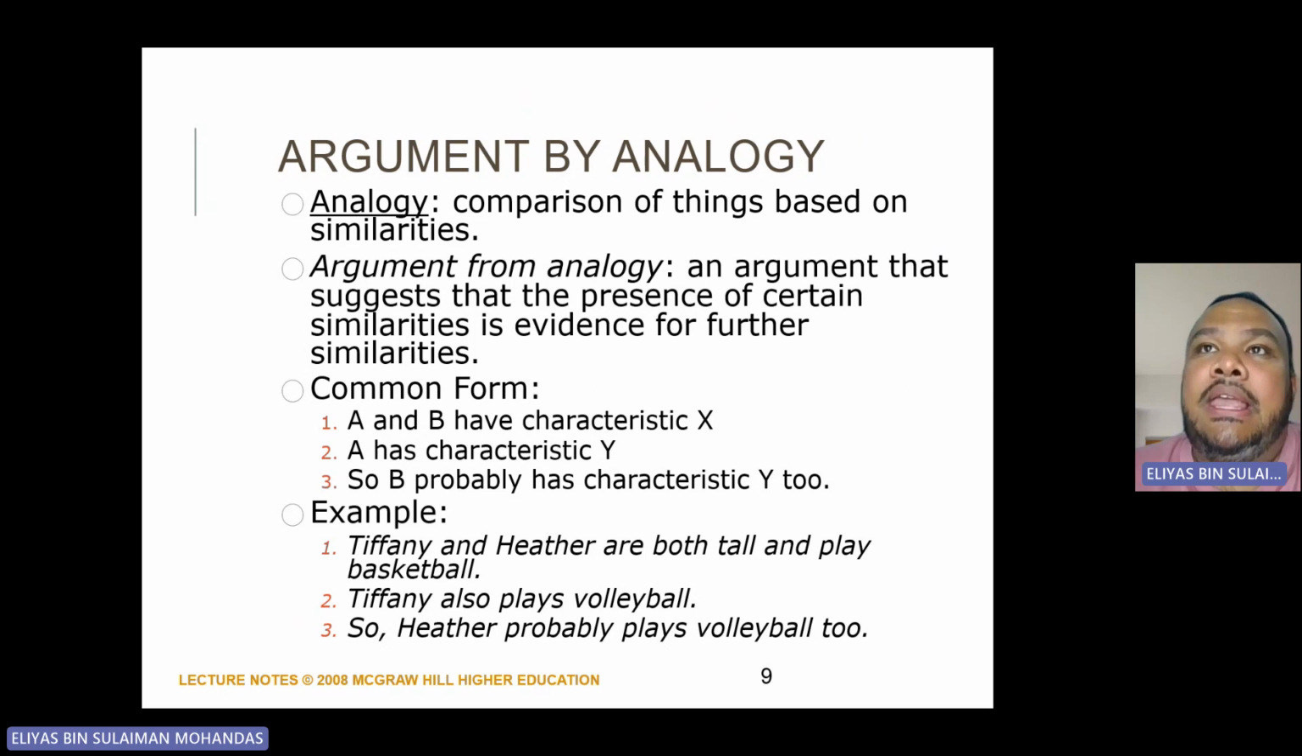For example, A and B, they have characteristics X. A also has characteristics of Y. So B probably has characteristics of Y too. Kalau kita cakap dalam bentuk layman's example, Tiffany and Heather are both tall and they play basketball. Tiffany at the same time plays volleyball. So Heather probably plays volleyball too. So this is what we call argument by analogy.